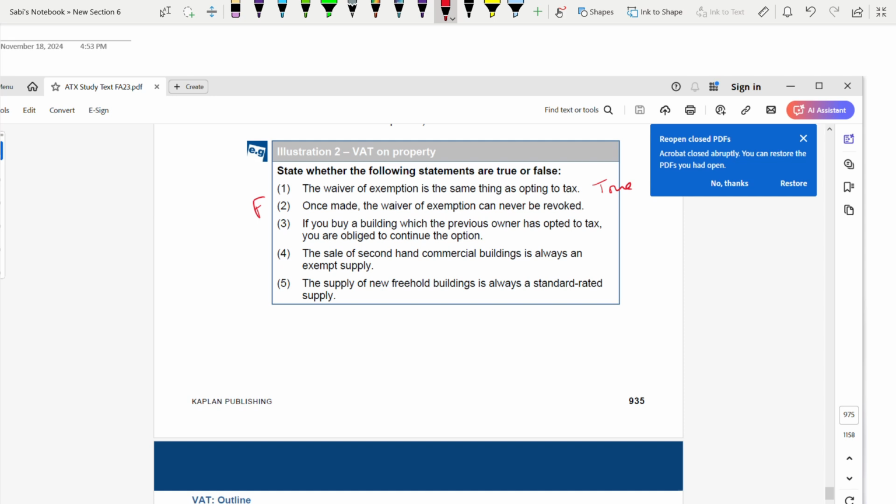Otherwise, it's irrevocable. Third, if you buy a building which the previous owner has opted to tax, you are obliged to continue the option. Third, once again, is false. Why? Remember, the only time this is true is when the sale takes place within a VAT group. Fourth, sale of the second-hand commercial building is always an exempt supply. False. Why? Because the owner may have opted to tax the building, or it may be less than 3 years old.